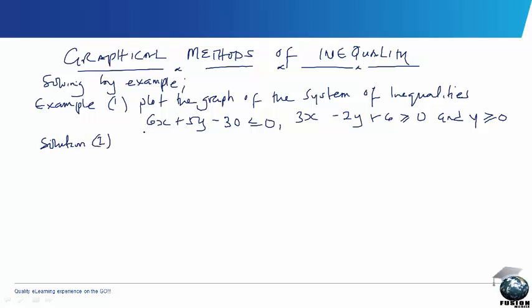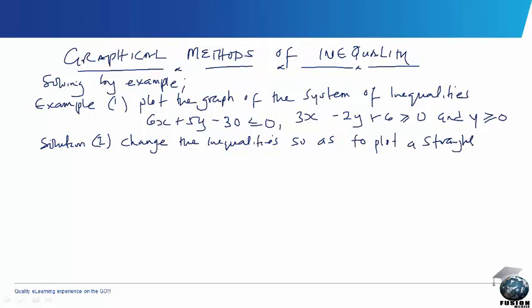The only step you need to do here is to change the inequalities to equations, so as to make the plotting easy, because we are plotting a straight line graph. Changing them, we obtain the following: starting from the first, 6x plus 5y minus 30 will be equal to 0.